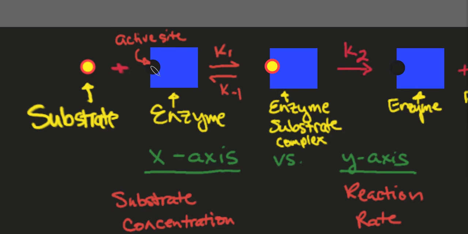This is the active site of the enzyme. This is where the substrate binds to the enzyme like a lock and a key, right? The substrate would be the key and the enzyme would be the lock. And it's a specific matchup. Only certain substrates fit into certain enzymes. They form this transition state here called an enzyme-substrate complex.